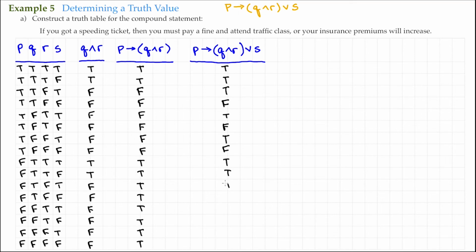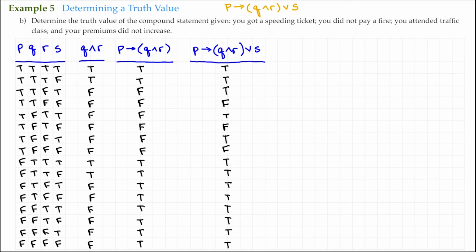And you can see how graph paper really keeps everything in order, nice and clean here. So this is the truth table for the compound statement: if you got a speeding ticket, then you must pay a fine and attend traffic class, or your insurance premiums will increase. So now question B states, determine the truth value of the compound statement given: you got a speeding ticket, you did not pay a fine, you attended traffic class, and your premiums did not increase.